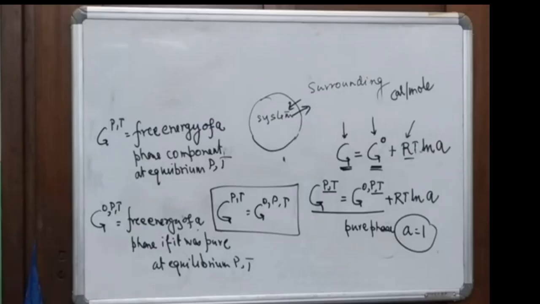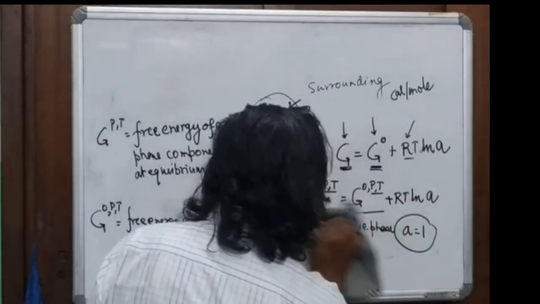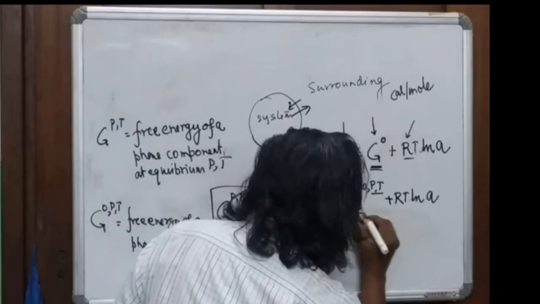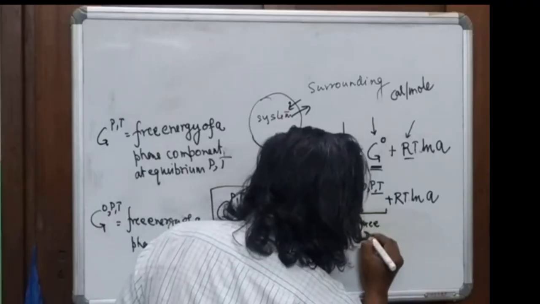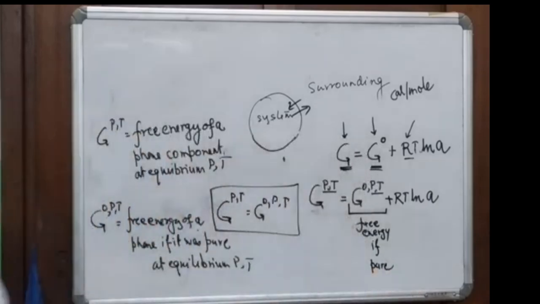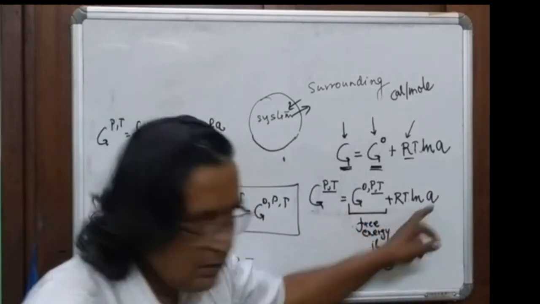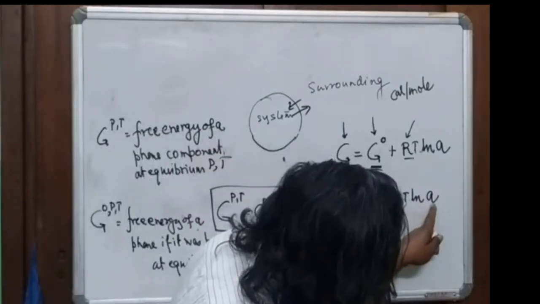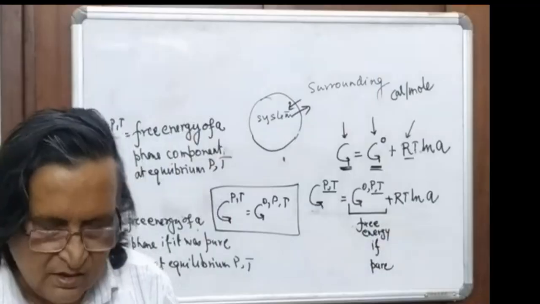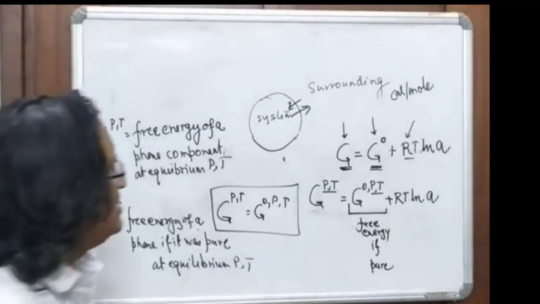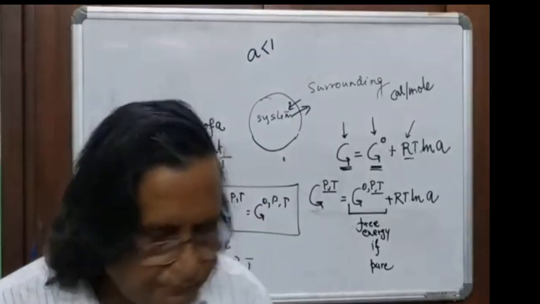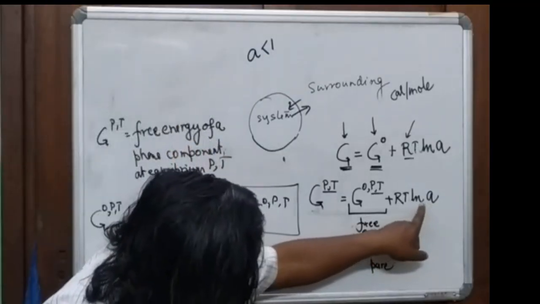That means, if I go to this expression, this is the free energy if pure. And what is this? If activity is equal to 1, as in a pure phase, RT ln a is equal to 0. But if the phase is impure, then you know from your class 11, 12 that activity is less than 1. That means it's a decimal. Yes or no? So if it's a decimal, then ln of that will be negative.